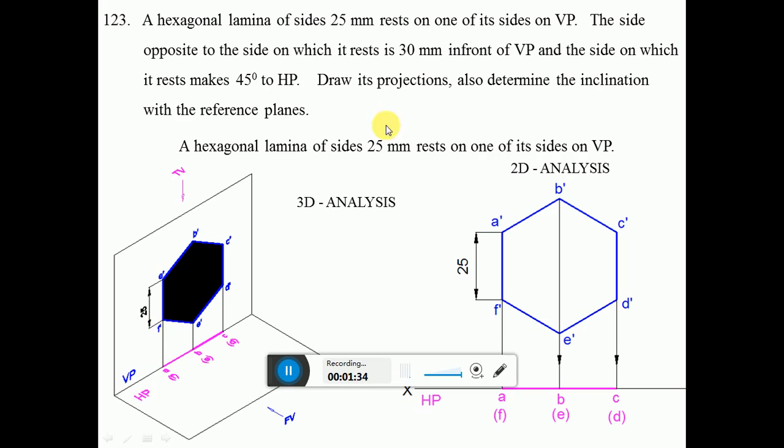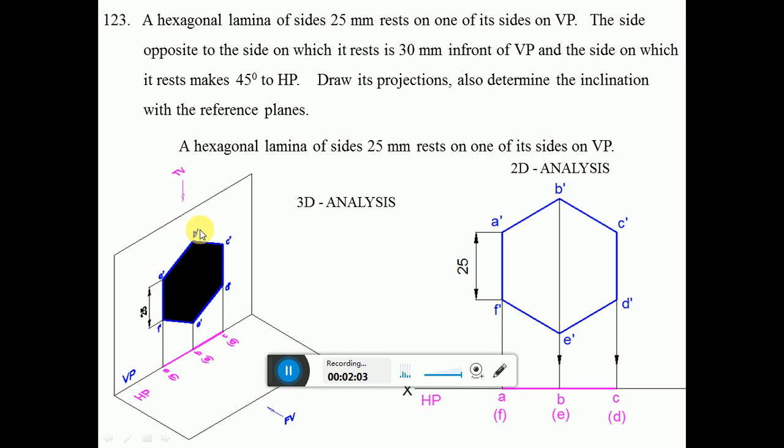And here, since it is a hexagon, it has an even number of sides. So the side opposite to that will always be a side. The corner opposite to this is a corner. So here is one of its sides on VP. The first condition is that a hexagonal lamina of 25 mm side rests on one of its sides on VP. So we are keeping the side on VP now.